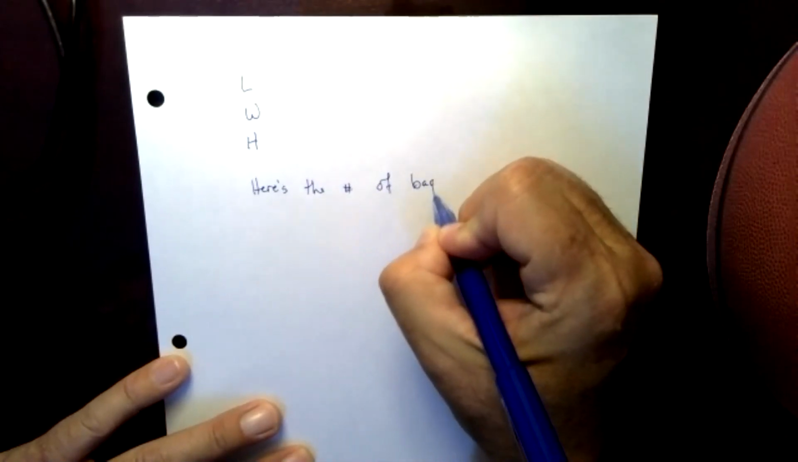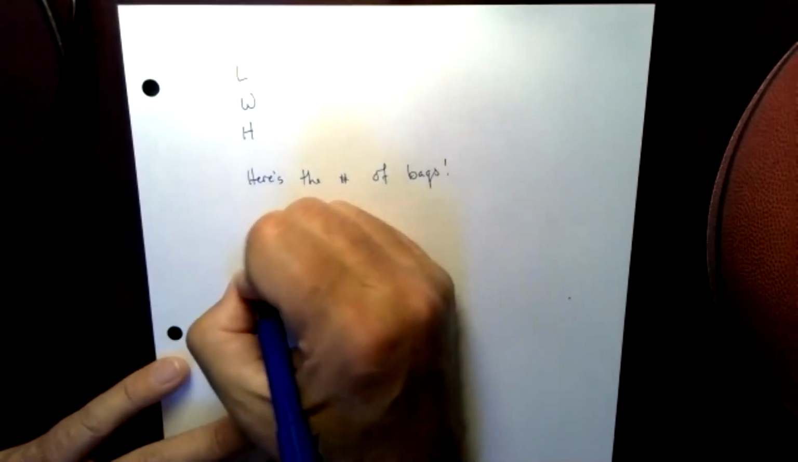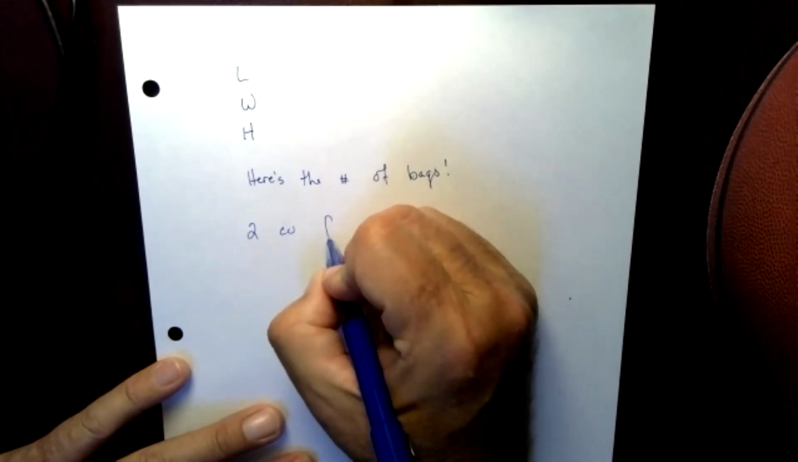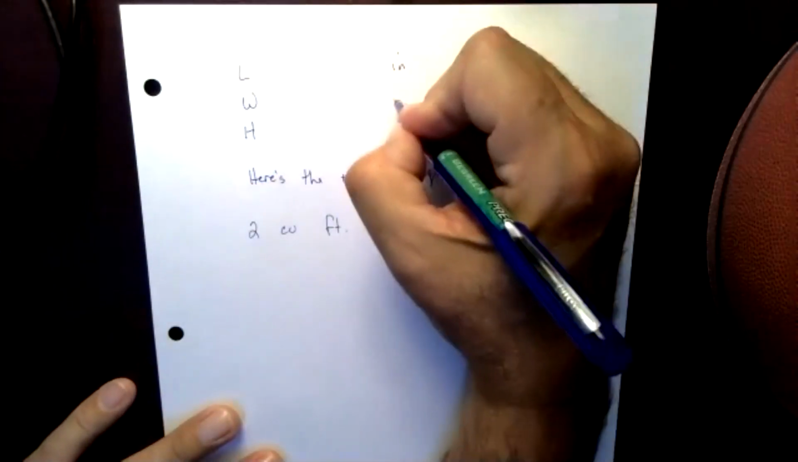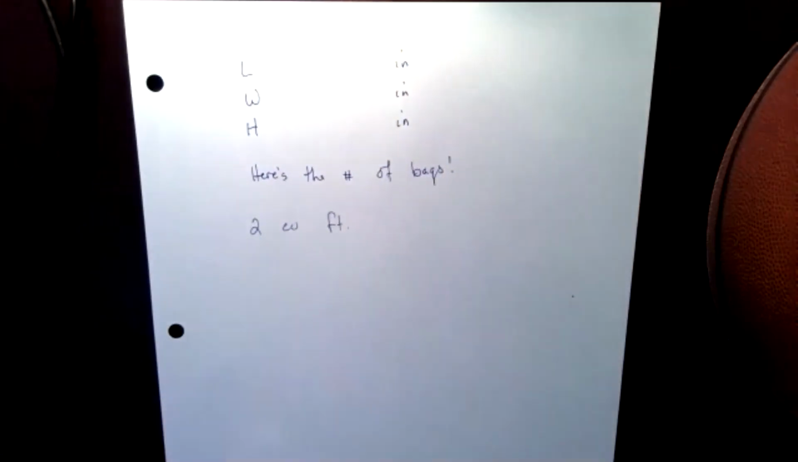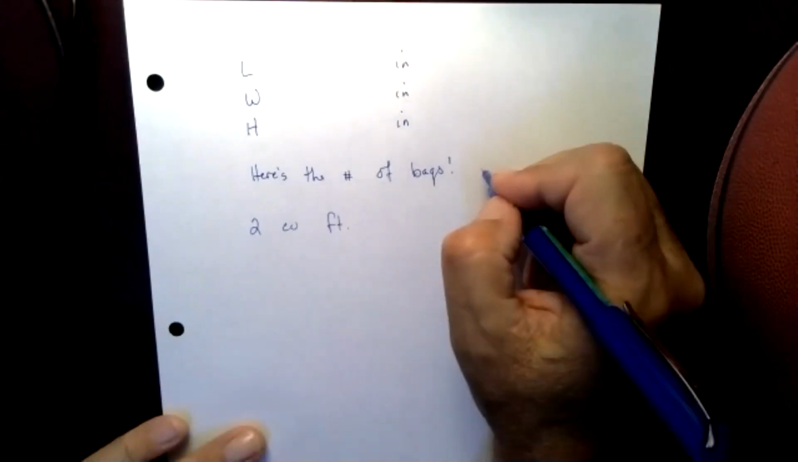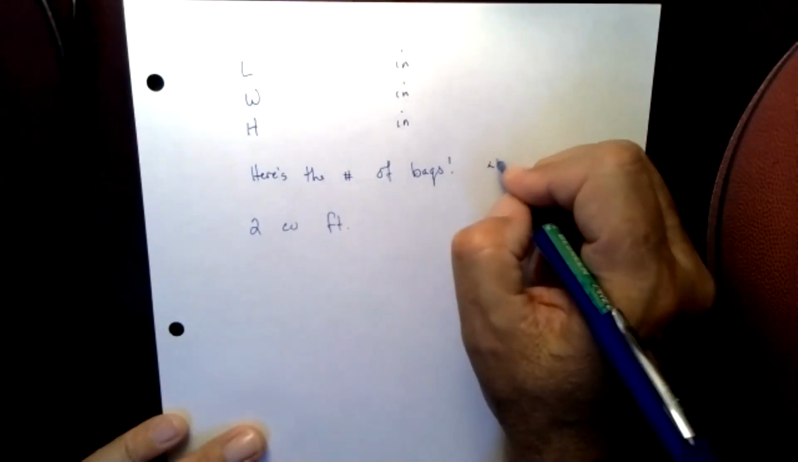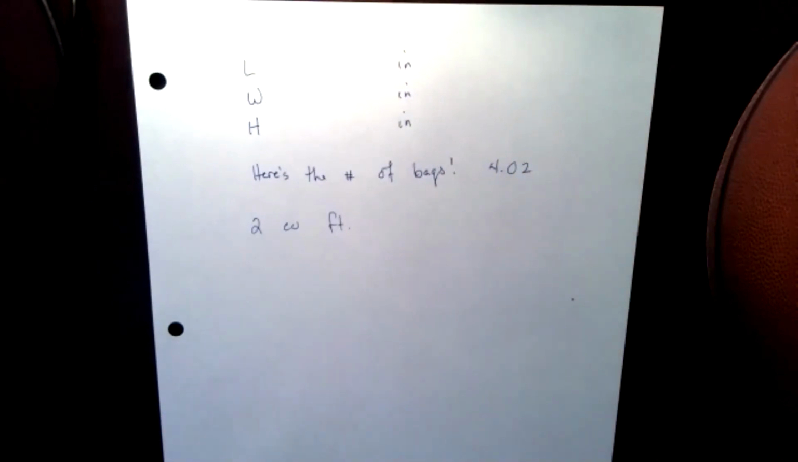Something along those lines. Now, how much mulch is in a bag? 2 cubic feet. You're going to ask the user length in inches, width in inches, height in inches. You're going to tell me how many bags I need. This can be a decimal, 4.02 or whatever comes out. You don't have to worry about rounding up or any of that.